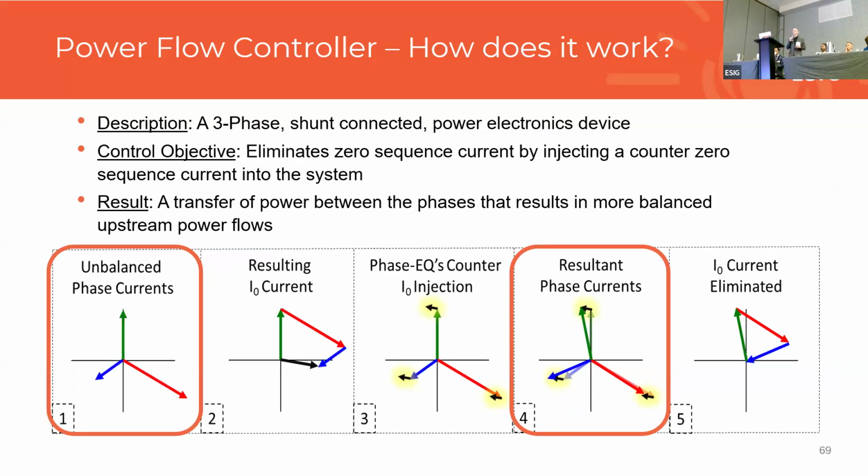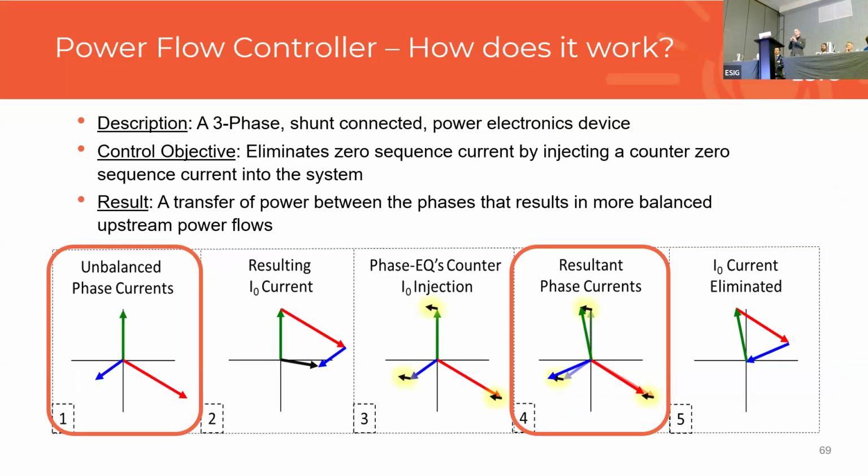And this is a fun slide, unless you don't like phasors. So the leftmost panel here is the unbalanced phase currents. So these are the currents, or the current phasors, that you might see out on the system.